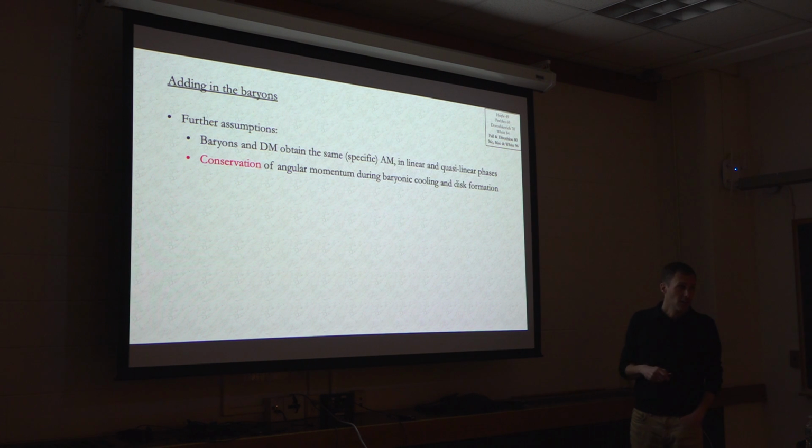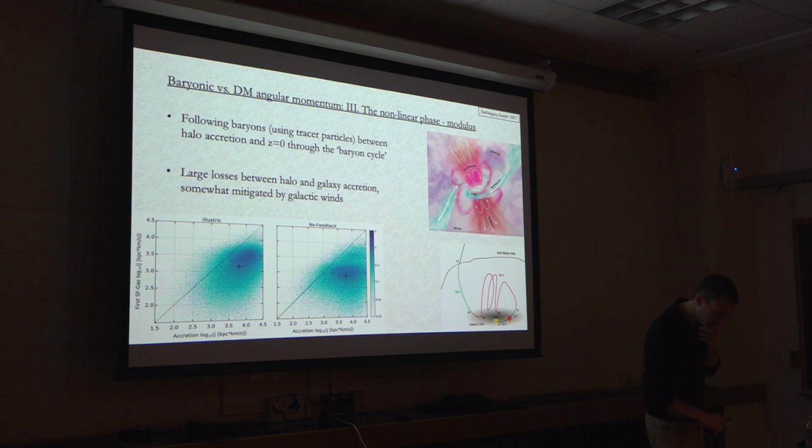Now let's talk about the nonlinear phase, where the standard picture assumes a conservation of the angular momentum of the baryons that they obtained in the previous phases as they collapse and cool down to the center of the halo to form a galaxy. So let's explore that. To do that, we again use a similar technique. We take all the stars in the galaxy at redshift 0 and we follow them backwards in time, through the various processes that occur in this nonlinear phase.